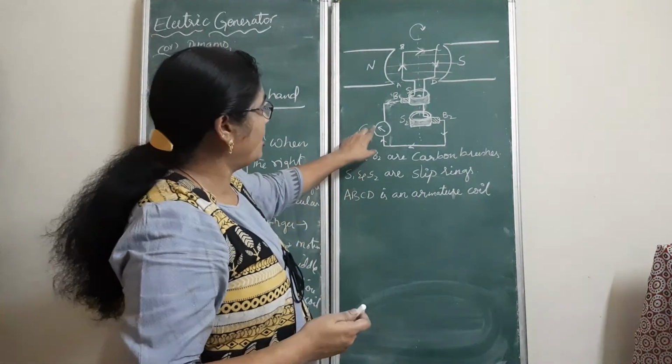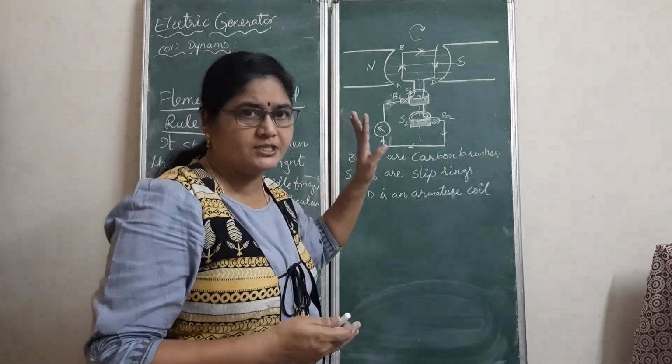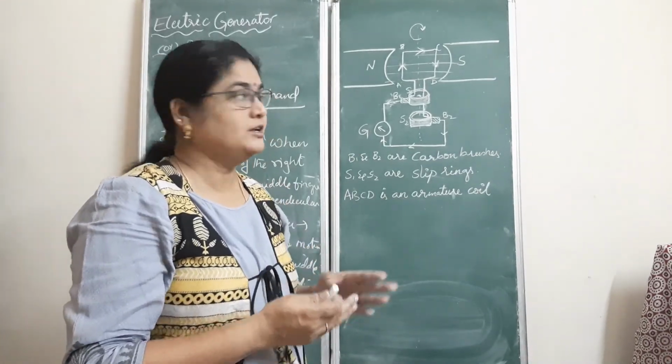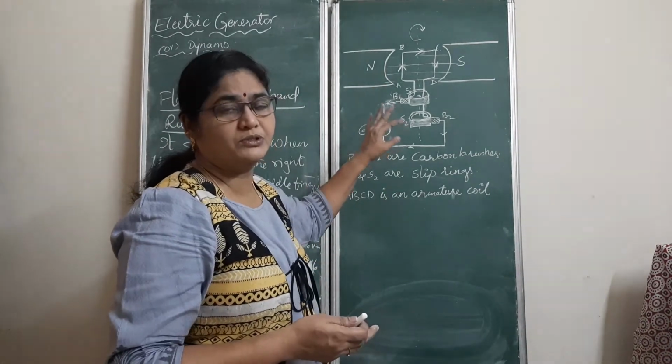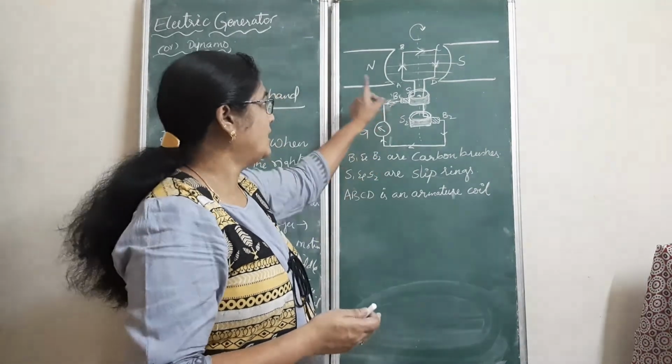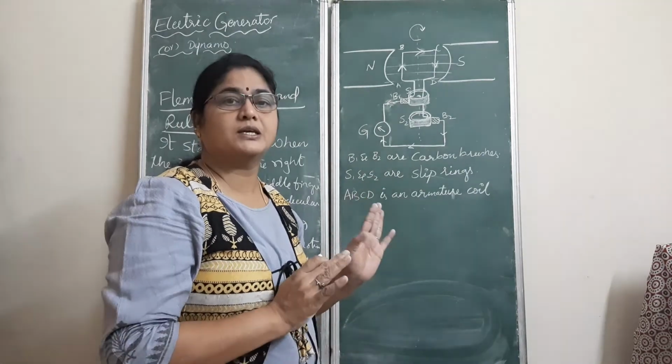That means alternately the current is changing its direction. So we call this AC current. In this way we are able to generate alternating current with the help of electromagnetic induction and with the help of this simple circuit.